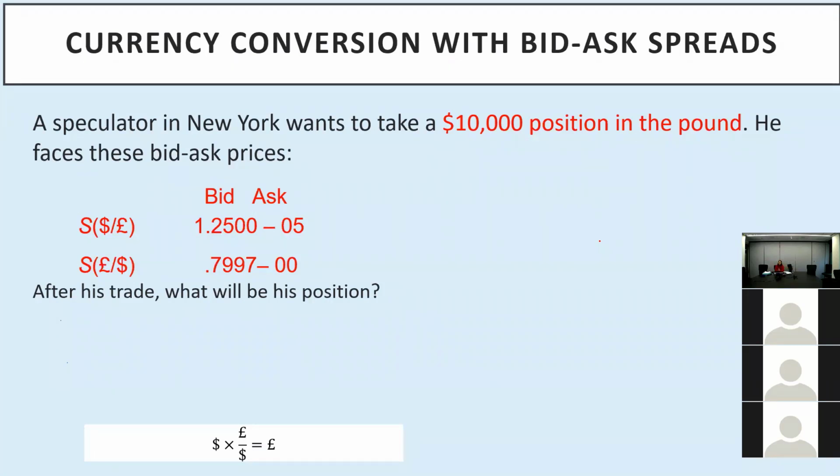So for example, in this case, we have an American trader and he wants to take a position in the pound, right? So when you want to take a $10,000 position in the pound, what it means is that you want to exchange your USD to the pounds, right? So you want to exchange your USD to get the pounds.